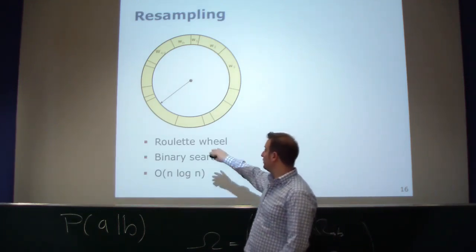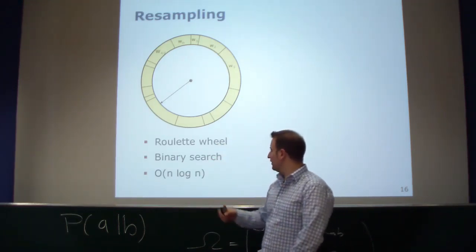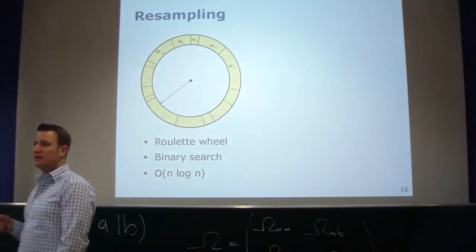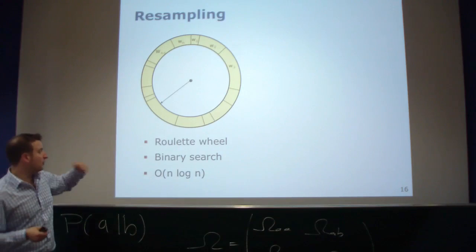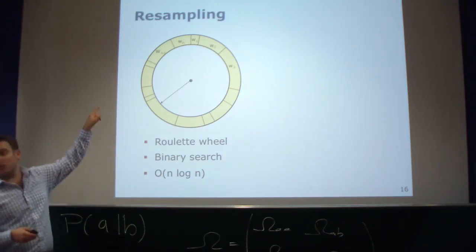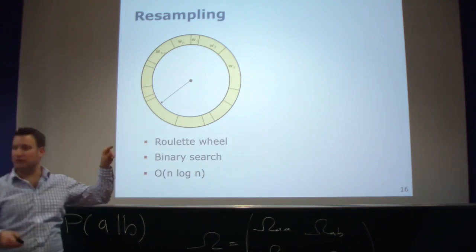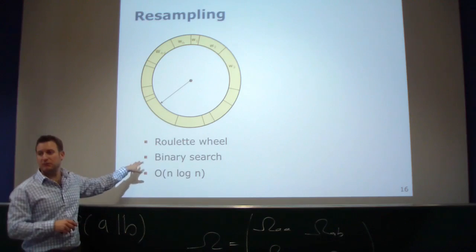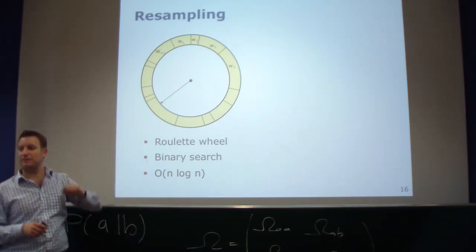It's a standard roulette wheel application, and you can implement this with binary search, so you can do this in n log n. You draw a number between 0 and the sum of all weights, and then you binary search to end up in the interval. So you can implement this resampling step in n log n.